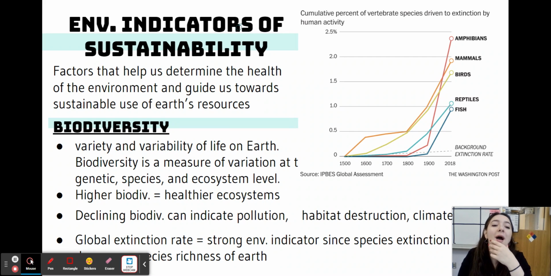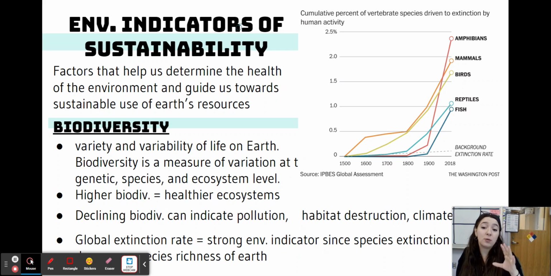Okay. So the next few slides are all environmental indicators of sustainability. What these tell us is whether or not the health of the environment is good and it's sustainable. So the very first thing is biodiversity. Biodiversity is the variety and variability of life on Earth. So how many different organisms and how many different species are living in an area at a particular time.